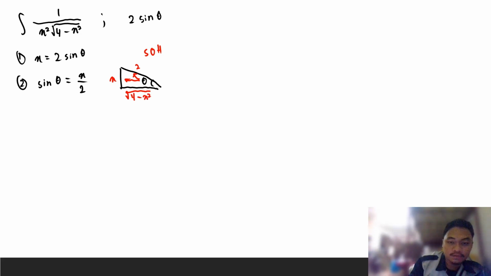The angle will be here. For sine, we use O for the opposite of the angle and H for the hypotenuse of the triangle. For the opposite side, based on the equation, we get x, and for the hypotenuse, we get 2. As for the adjacent side, we get square root of 4 minus x squared from the question given.